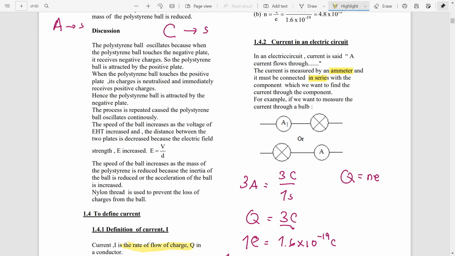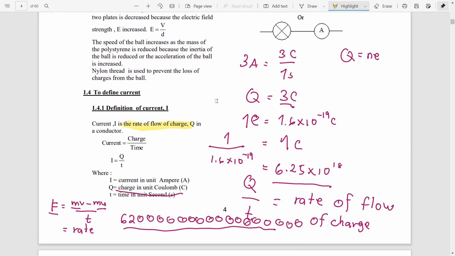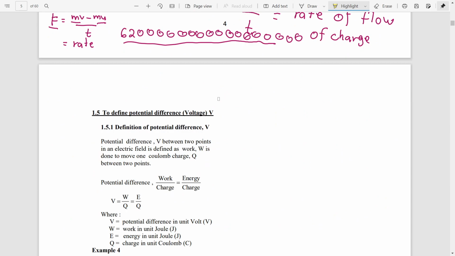Okay, how in series, like this. It is in line with the object that we want to measure the current of. Okay. With the component which we want to find the current through. For example, if we want to measure the current through a bulb, like this. Okay. It must be next to it. Only one line, not two lines and so on. That is what we call the series arrangement.